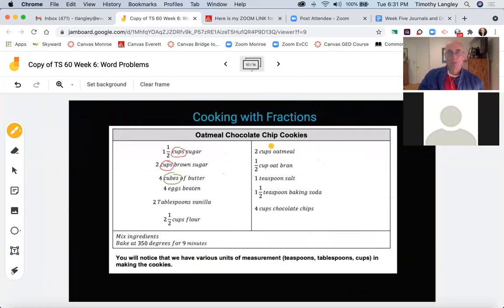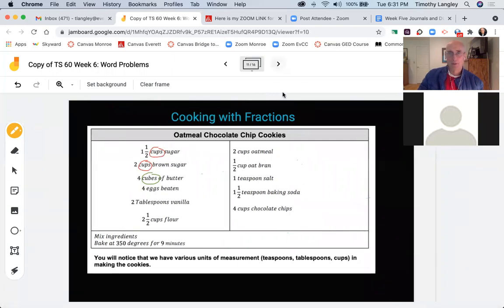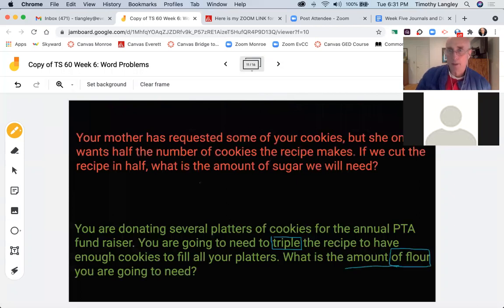Okay. All right, we're going to go to the kitchen here. Okay, maybe for some people this is a lot simpler. Just thinking about just things in the kitchen. Your mother has requested some of your cookies, but she only wants half the number of cookies the recipe makes. If we cut the recipe in half, what is the amount of sugar we will need?